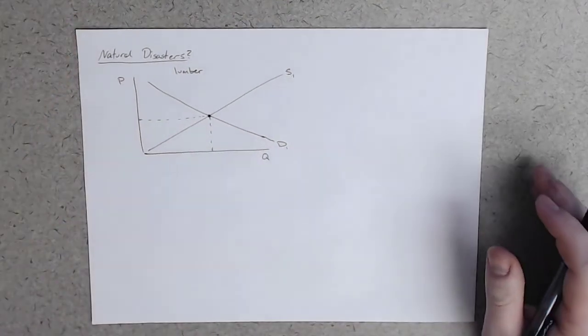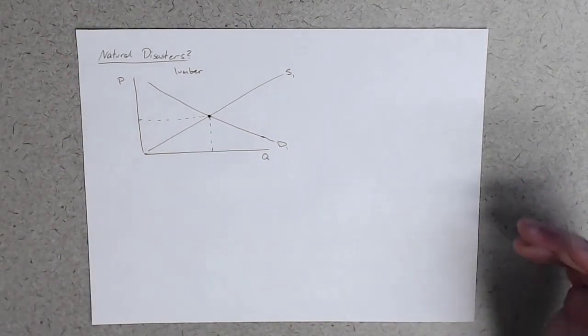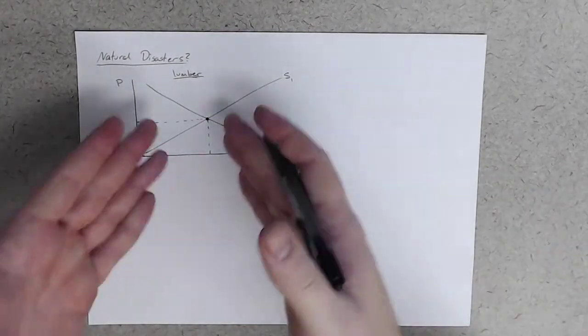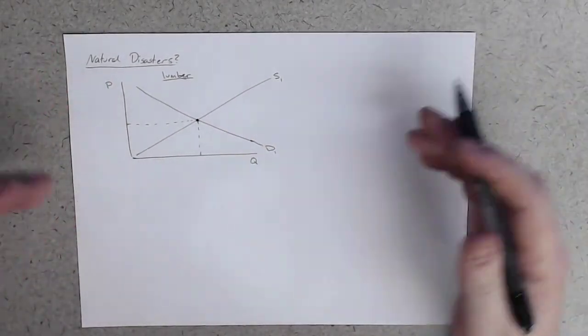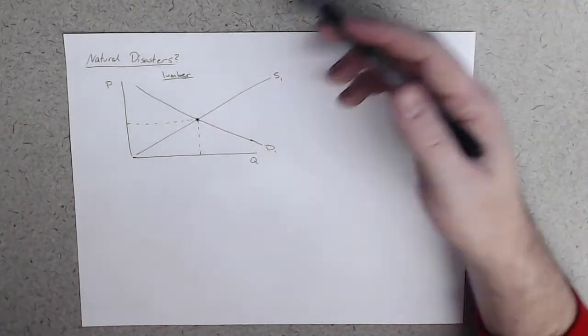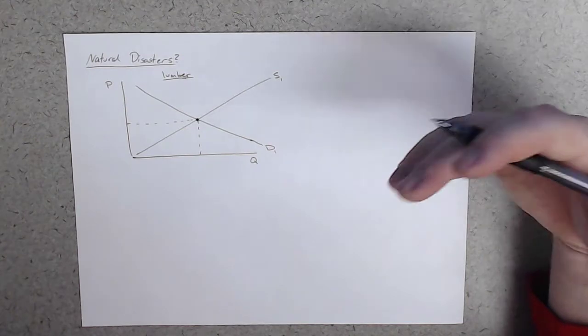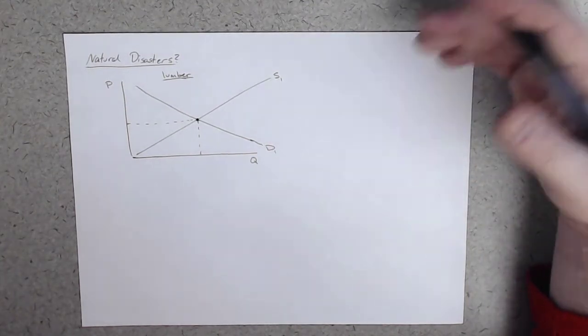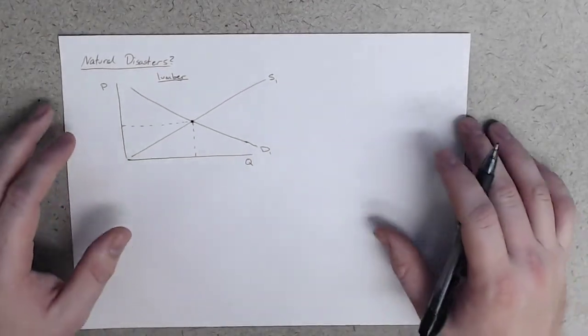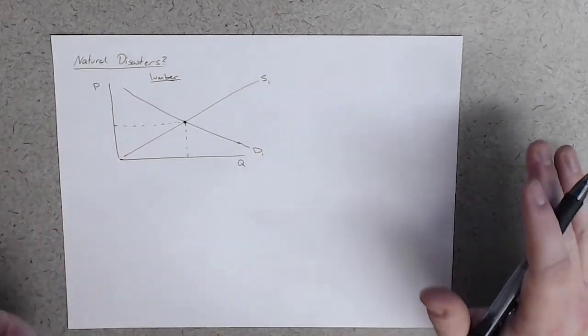Or actually, let's switch to Hurricane Katrina because I have a better story for this one. It's a little bit more interesting. So let's say this is Hurricane Katrina. This is New Orleans, just before Hurricane Katrina hits, or sometime before rather, and this is the market for lumber. And then Hurricane Katrina hits, and destroys thousands of homes, right? And uproots millions of people. It's a terrible, awful tragedy.